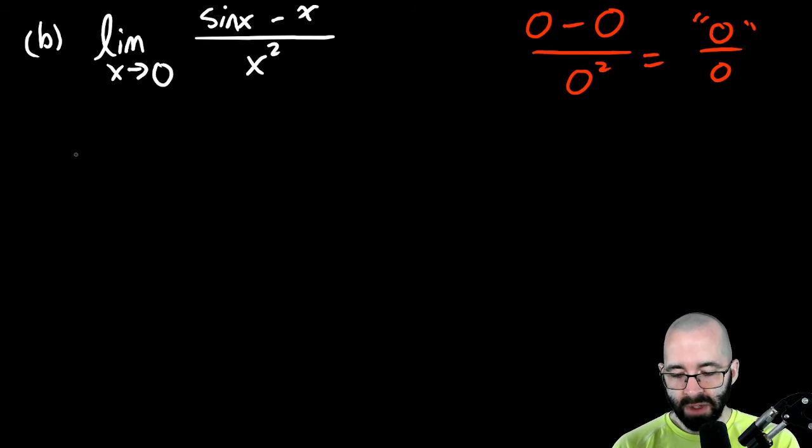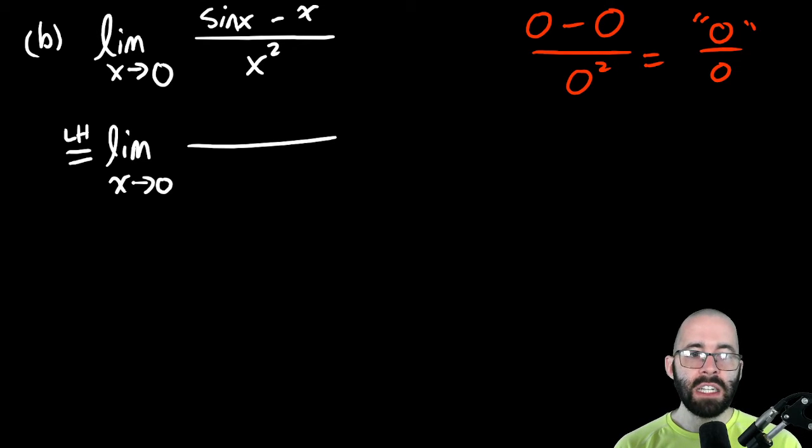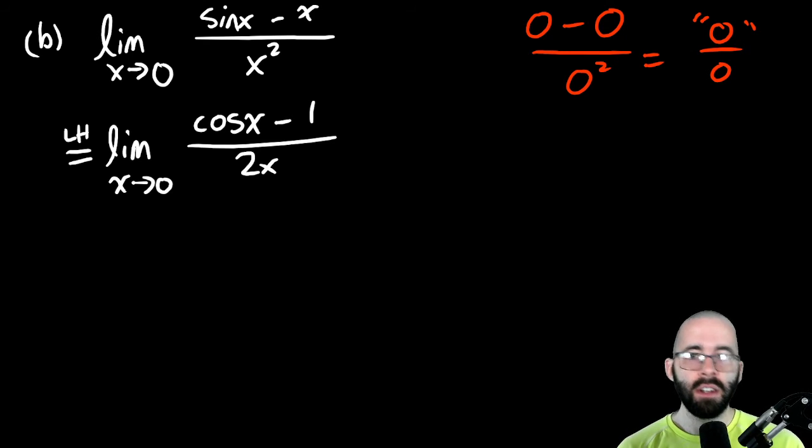We can use L'Hopital's rule. L'Hopital's rule tells us that this limit is the same as the limit of their derivatives. Each individual derivative, derivative of the top, divided by derivative of the bottom. Cosine of x minus 1 over 2x. Great. All right, now we can use direct substitution. Let's plug in 0. Cosine of 0 is 1.